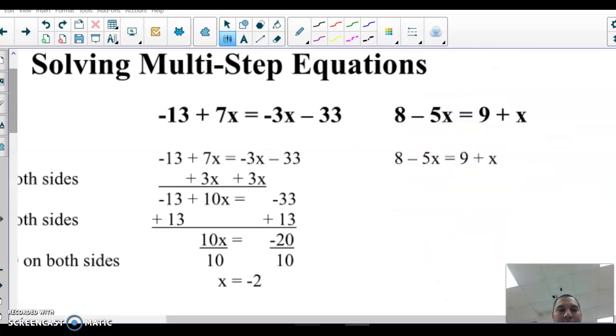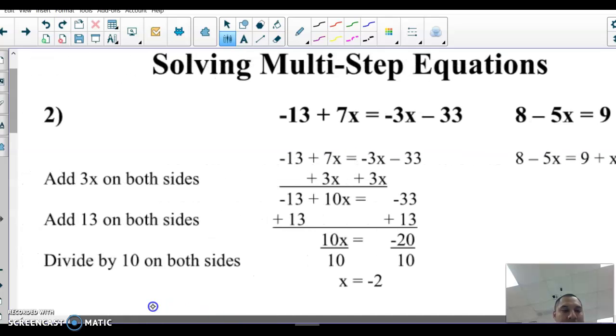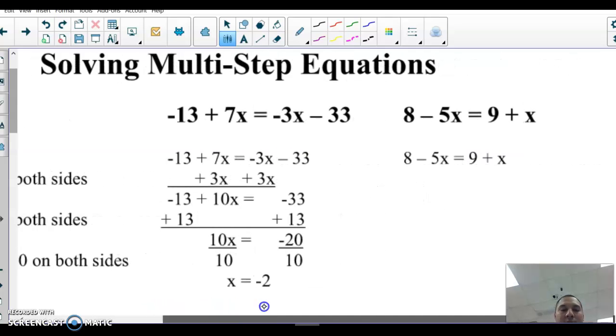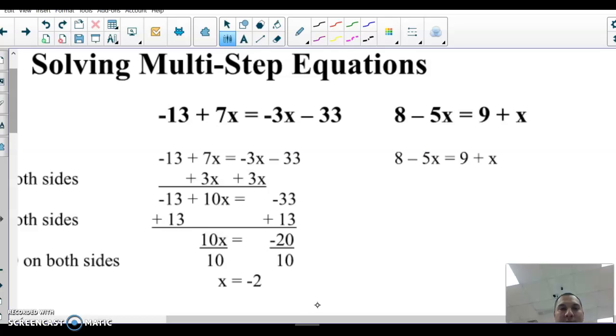All right, let's look at another one. This one's done for you with the steps described here. So you can read that on your own. I'll do this other example. All right, nothing to distribute, nothing to combine. 9 and x don't mix. 8 minus 5x doesn't mix either. There's nothing in front of the x. You can always put a 1. 1x is just x. So let's get our variables to one side.